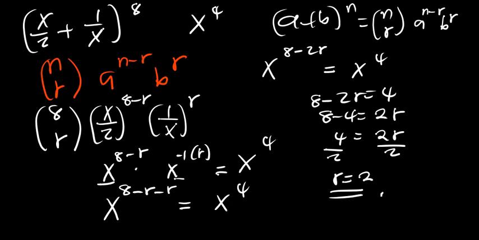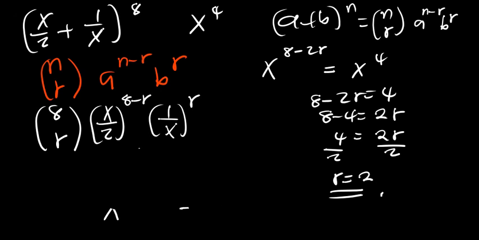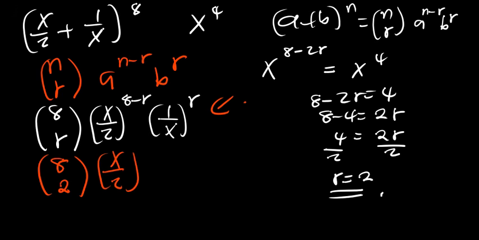Guys, this is the question that you were failing to answer. When you find the value of r, you come back here and plug in the r. That's all. So it is 8, r is 2, x over 2 to the power 8 minus r, r is 2, so 8 minus r, which is going to give us what? 6. It's going to give me 6, 1 over x, r is 2. Then I simplify from here.